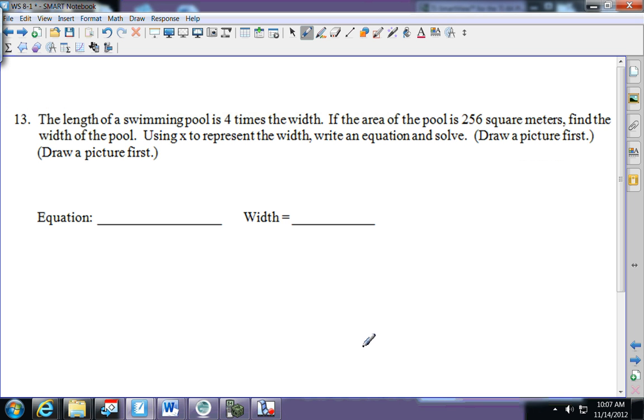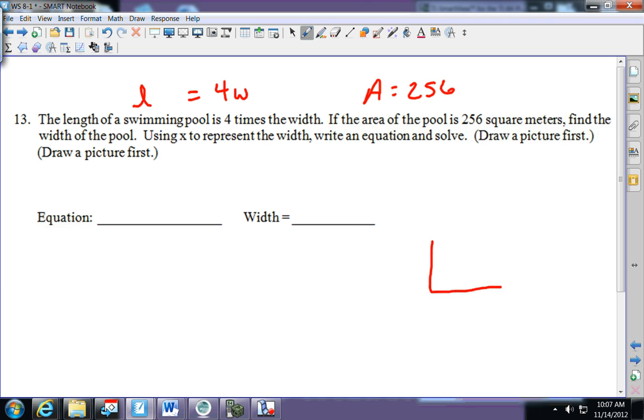Okay, so let's look at this one. Exact same type of problem. It says the length of the swimming pool is 4 times the width. The area is 256. Find the width of the pool using x to represent the width and write your equation.